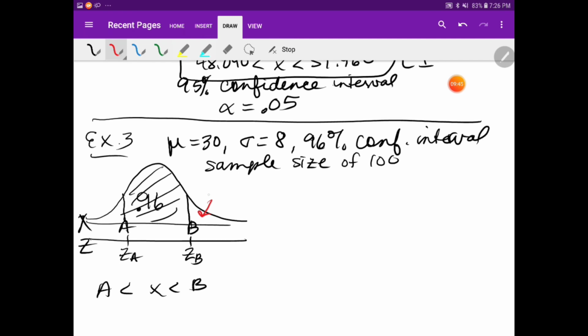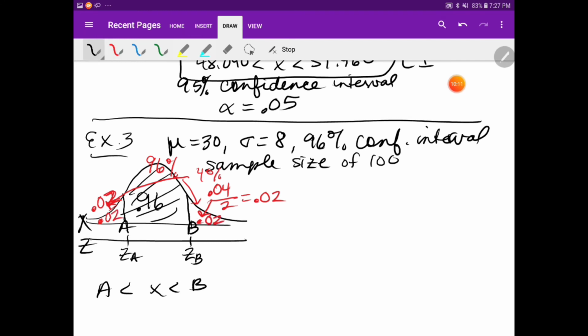So this is 0.04 divided by 2. I got that because I was thinking 96%. What's left from 100, that's 4%. But that 4% is for this section and for this section. So each of them is 0.02. And then they add up to be 1 altogether. So this area is 0.02. This area is 0.02.